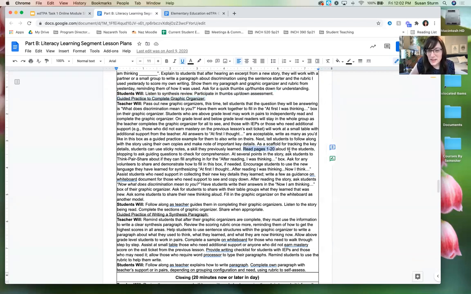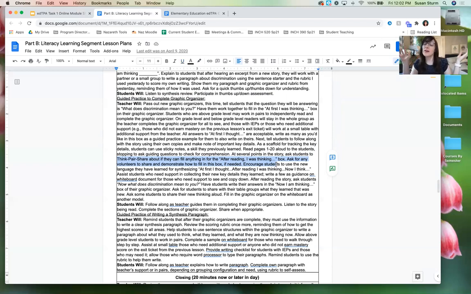Notice, read pages 1 through 20 aloud. She's got 19 students reading below grade level. She's not just letting them go to read the text. She's going to still read aloud to them. And she's going to stop and ask guiding questions to check that they understand. And they're going to stop to think, pair, share frequently after the reading I was thinking. That's her strategy. So she's going to stop and encourage them through the strategy.